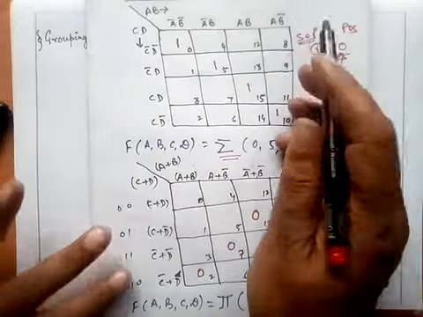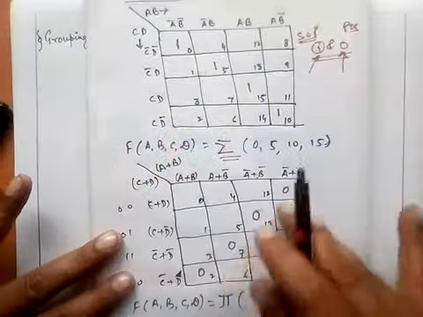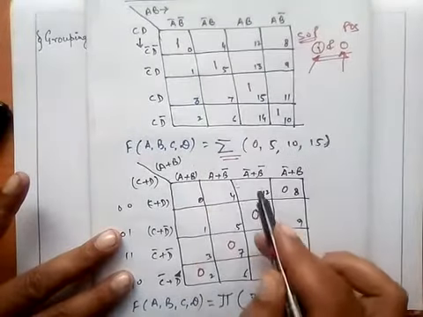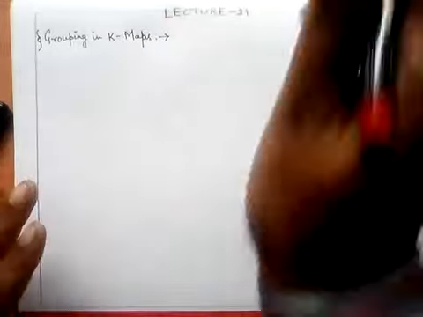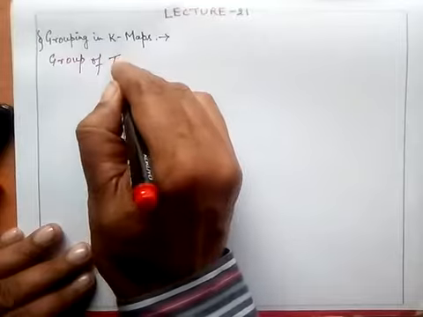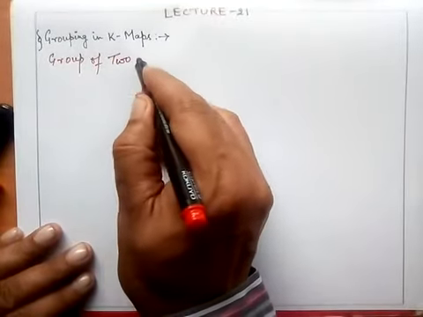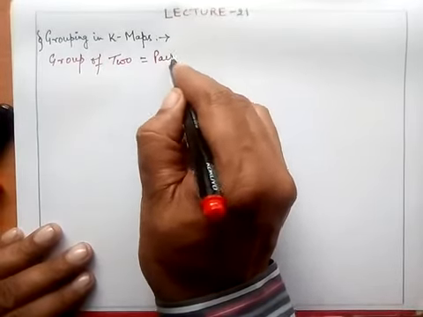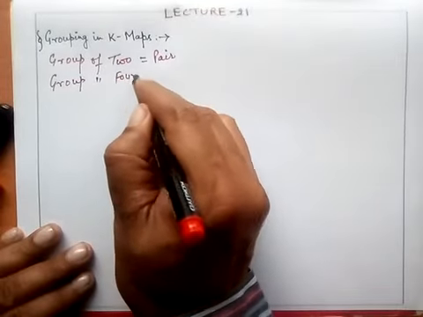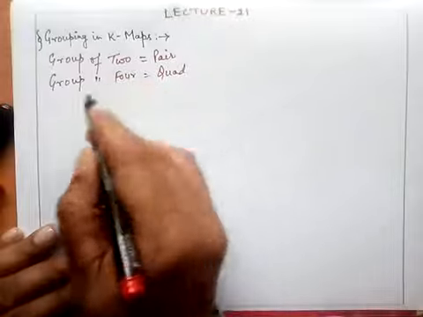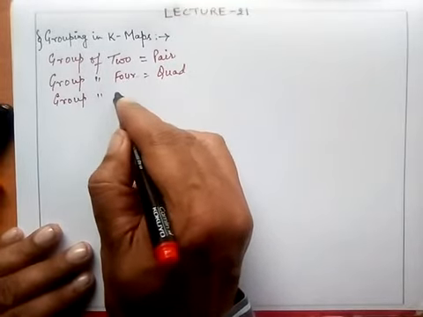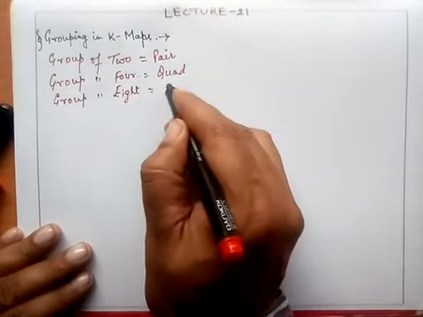Now next comes, as I told you, that the major application of this is to minimize the Boolean function. Now this minimization is done by grouping these cells, by grouping these max terms or min terms here. Now this grouping can be done in 3 ways. It can be a group of 2, either max terms or min terms. A group of 2 is called a pair. Then it can be a group of 4, and a group of 4 is called a quad. And third can be a group of 8 cells. I can say 2 cells, 4 cells, or 8 cells. And a group of 8 cells is called an octet.